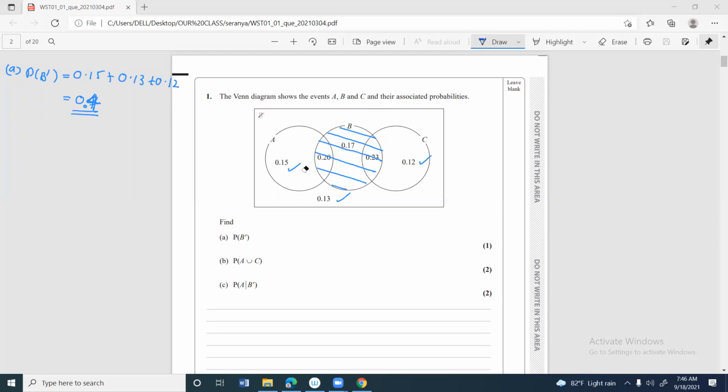Then the next part: we need to find the probability of A union C. A union C means everything that belongs to A and C. So A is this bit. Nothing to worry about the other intersection; they are just concerned about A union C. So you just color A and C, everything over here. It turns out to be 0.15 plus 0.2 plus 0.23 plus 0.12, which is 0.70.